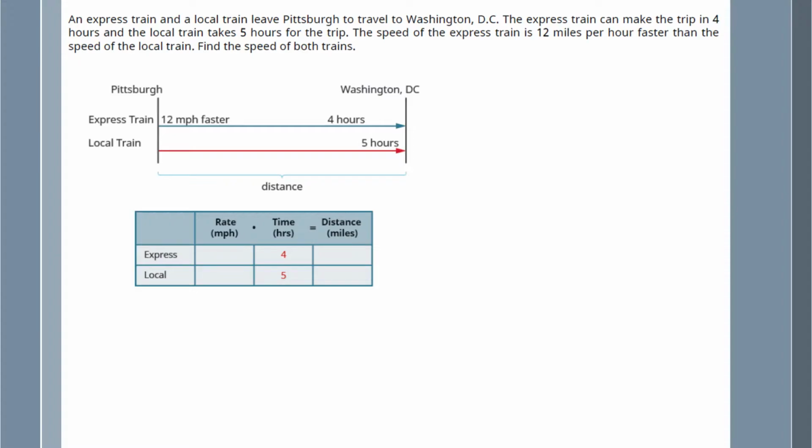Okay, so for this first example, it says an express train and a local train leave Pittsburgh to travel to Washington, D.C. The express train can make the trip in 4 hours, and the local train takes 5 hours for the trip. The speed of the express train is 12 miles an hour faster than the speed of the local train. Find the speed of both trains.